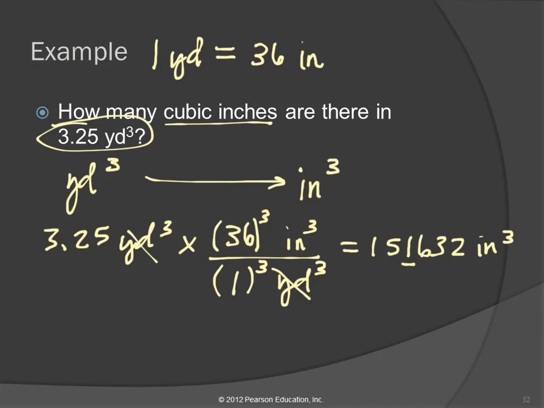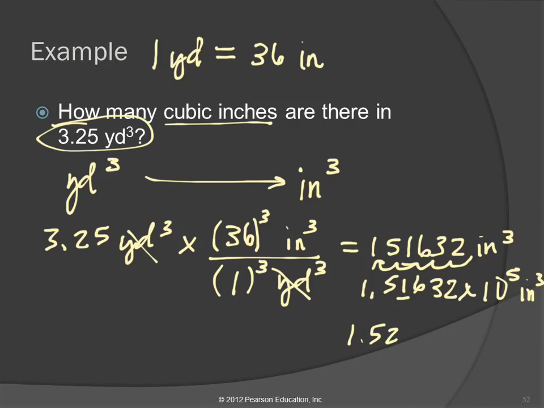So this would be 1.51632 times 10 to the 5th. The decimal point was behind the 2. 1, 2, 3, 4, 5 cubic inches. Always, always, always, always write the unit. Now I'm going to keep the 1, the 5, and the 1. And this will be 1.52 times 10 to the 5th cubic inches.